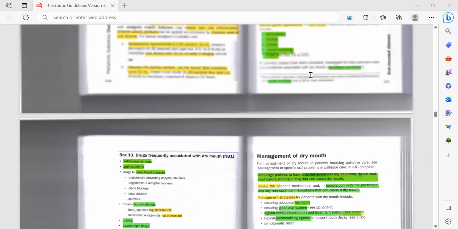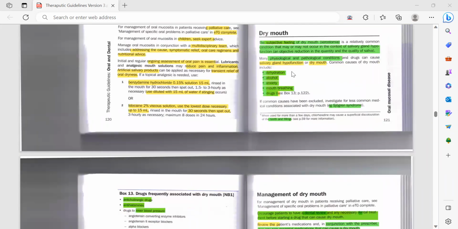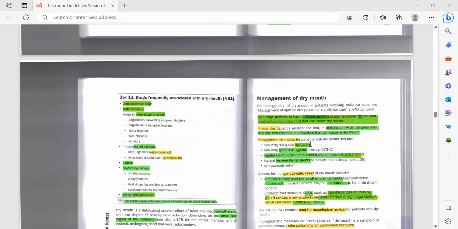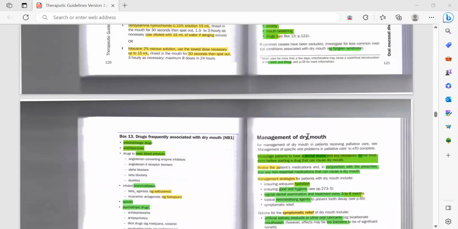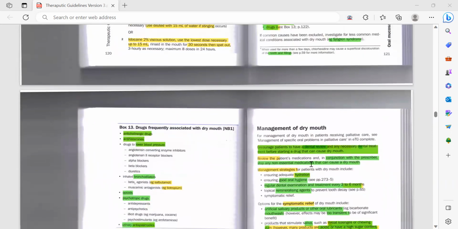Then management strategies for patients with dry mouth include: you need to ensure adequate hydration. One of the causes was dehydration, so you need to make sure the patient takes enough water throughout the day. Then ensure good oral hygiene, and regular dental examination and treatment every 3 to 6 months. If the patient is high risk, we see him every 3 months, but if the patient has normal risk, then we see him every 6 months.